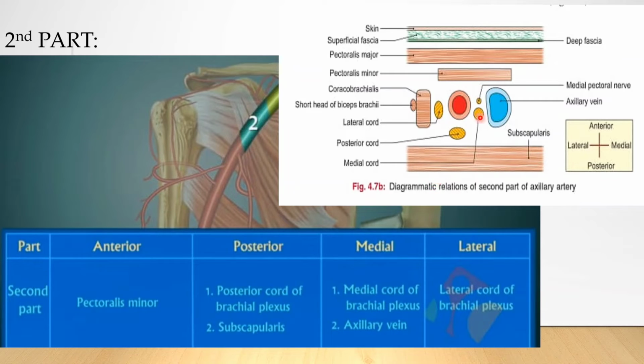Next coming to medially. Medially we will have medial pectoral nerve and axillary vein. Next medial cord, and coming to lateral, we will have lateral cord of brachial plexus and also short head of biceps and coracobrachialis. This is very easy diagram.